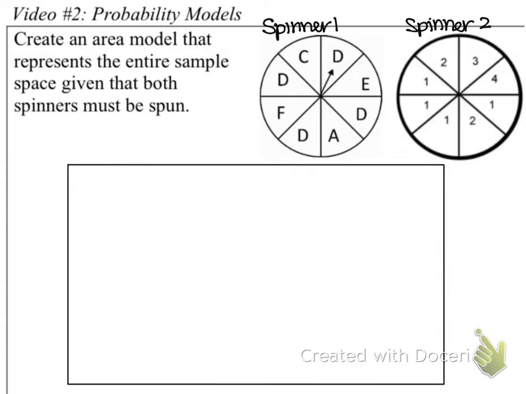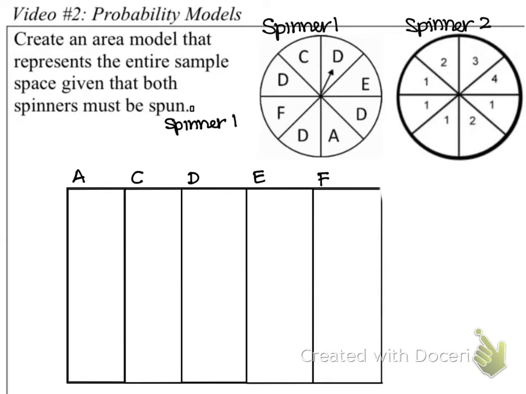If I take spinner number 1 across the top, I want to think about everything that could happen here. If I take a look, it looks like I could get an A, a C, a D, an E, or an F. So I have basically 5 different things that could possibly happen, and I want to list those across the top here. I went ahead and sectioned off the top with all of the different things that could happen: A, C, D, E, and F.